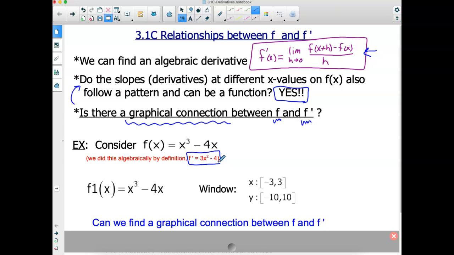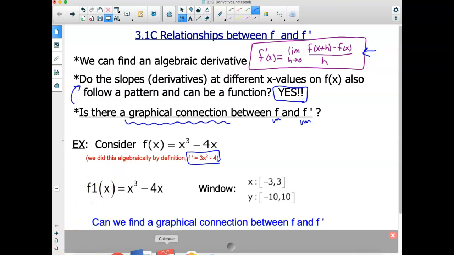So what I need you to do is grab your CAS calculator, and I would like you to enter this function in here, okay, f of x equals x cubed minus 4x, and I want you to set the window so you're looking just at -3 to 3 for the x's and -10 to 10 for the y's, okay? So why don't you do that quick second.